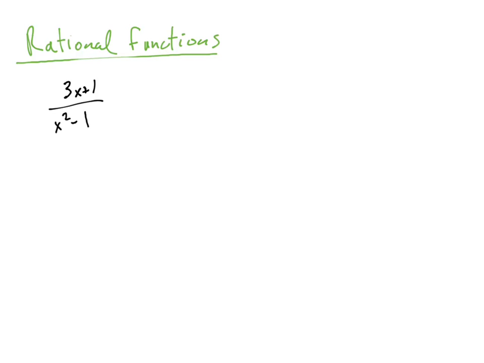So (3x + 1) over (x squared minus 1), maybe, that's an example of a rational function. 5x over (3x squared plus 2x plus 5), that's an example of a rational function. So anything where you have a polynomial function in the numerator and the denominator. Okay, so these are all examples of rational functions.